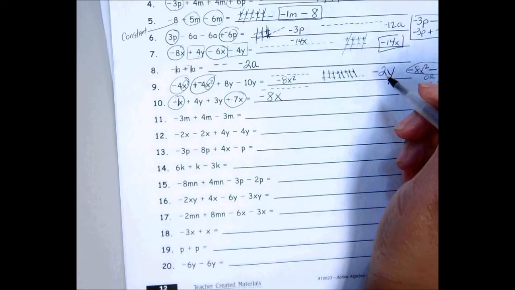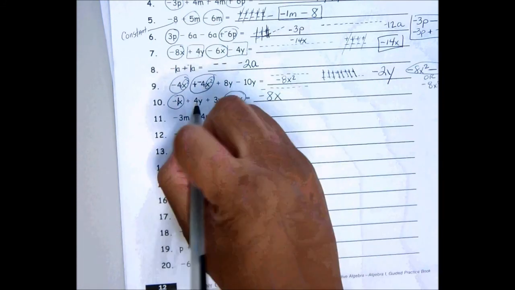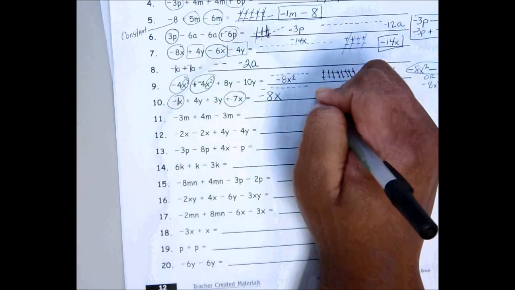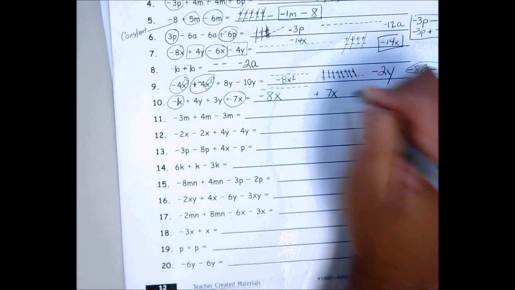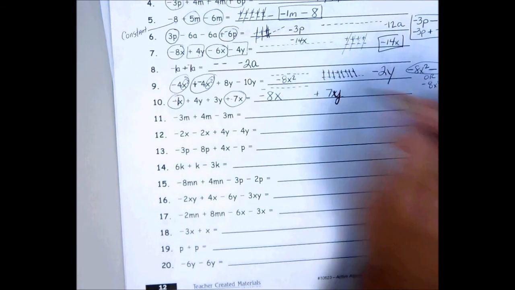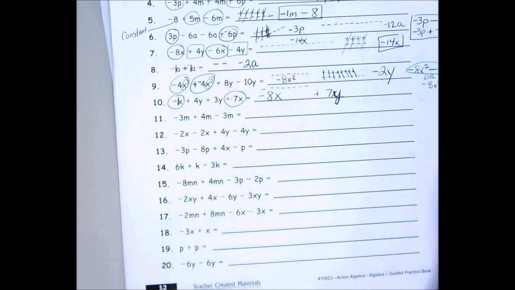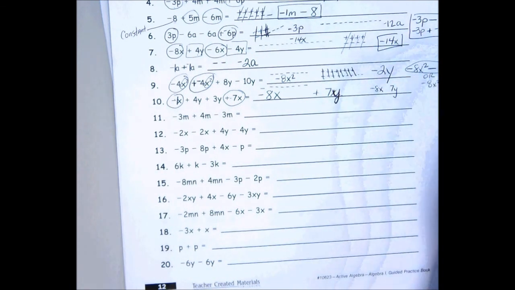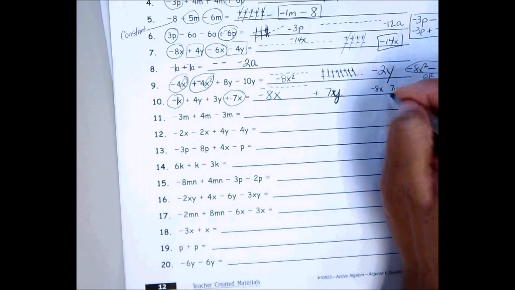So now we're going to do the y family. And it's 4 positive, plus 3 positive, that's 7 positives for the y family. Oops, sorry. And now write them together. So negative 8x and a positive 7y. When you write the positive 7y behind something, since it's positive, you have to put a plus sign.